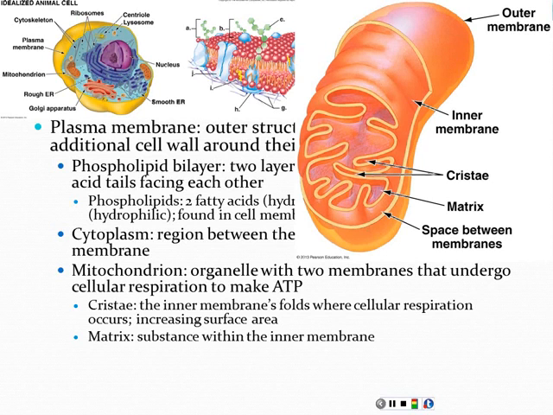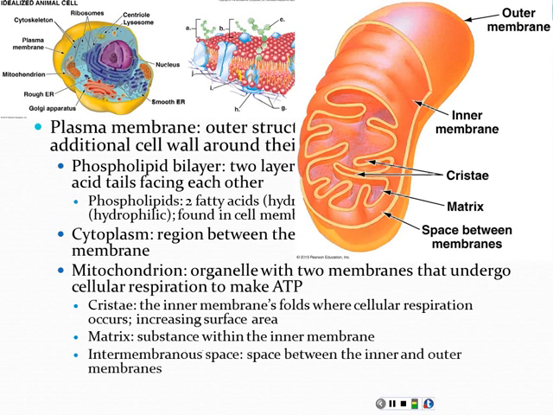We have a matrix. The matrix is inside the inner membrane. So that space, the fluid substance inside there, is called a matrix. And of course, in between the membranes, we'll have something called intermembranous space, right? It means between the membranes, the space between the membranes. Okay. The reason why I'm having all these precursor things is so that when we talk about cellular respiration, it's a little bit more into context. So it'll be a little bit easier to understand when we get there.